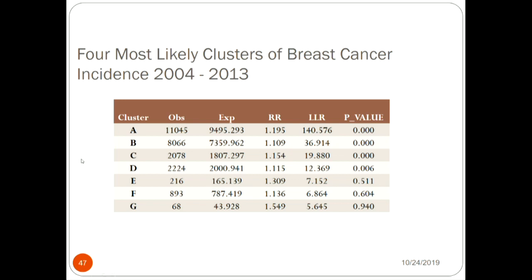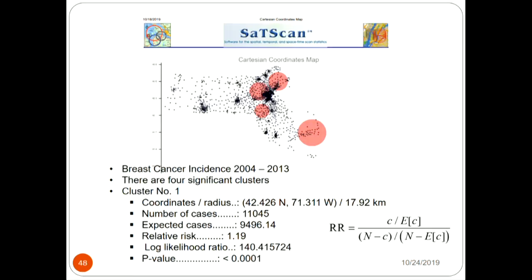Now here I report 4 significant clusters, only 4 significant clusters, with the relative risk and the likelihood ratio test. Those are observed counts, those are expected counts, and the p-values are all significant. Those 3 clusters are clustered but not significant. If you check those p-values, they are greater than 5%, so they are not significant. So this is the output with 4 significant clusters.